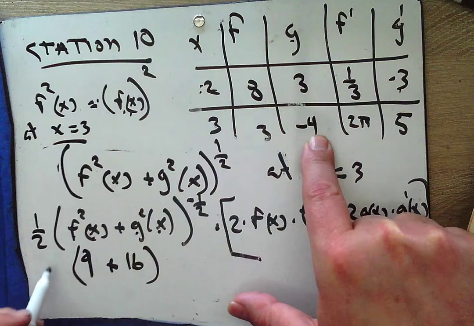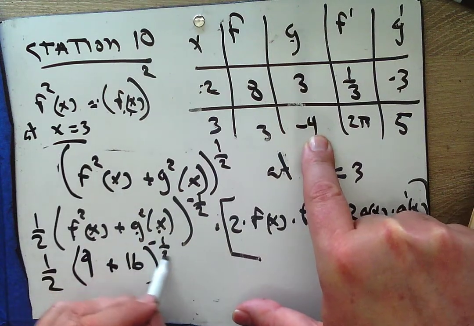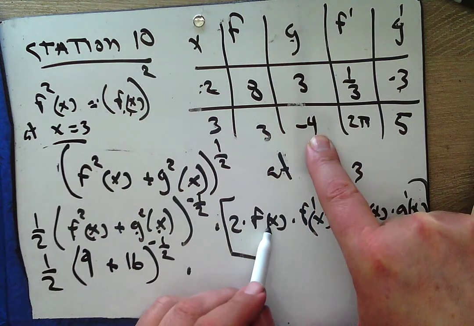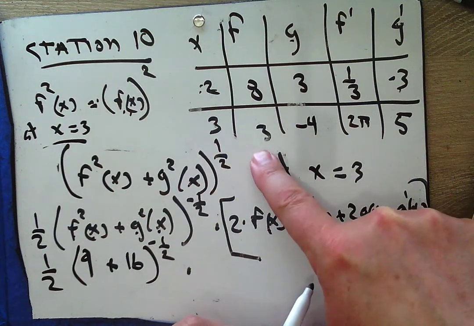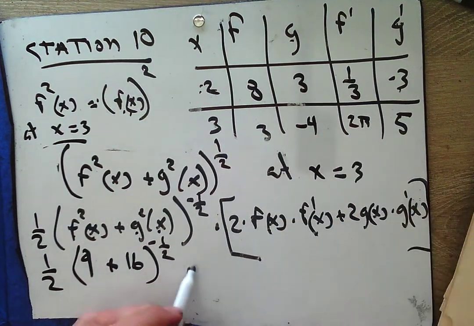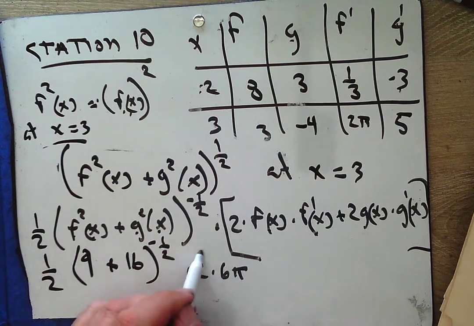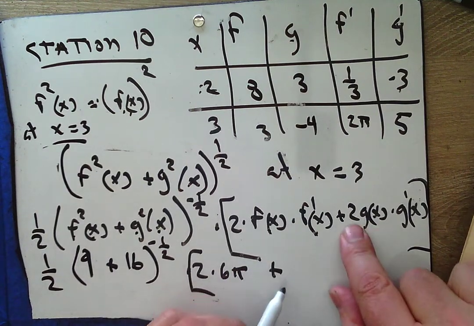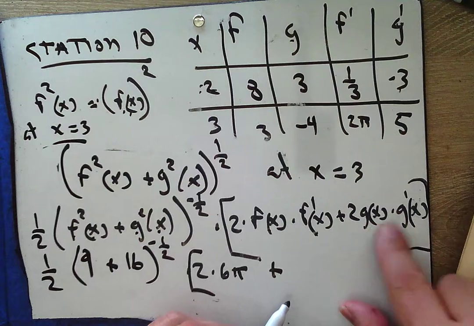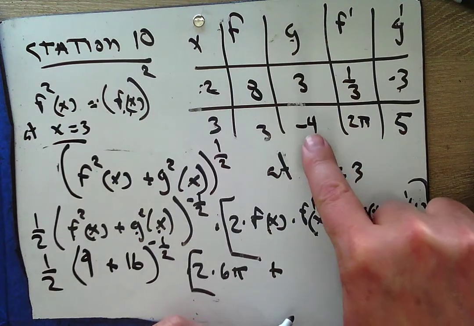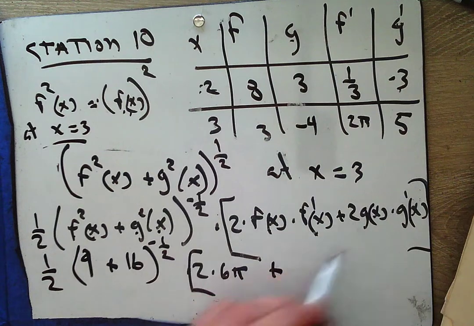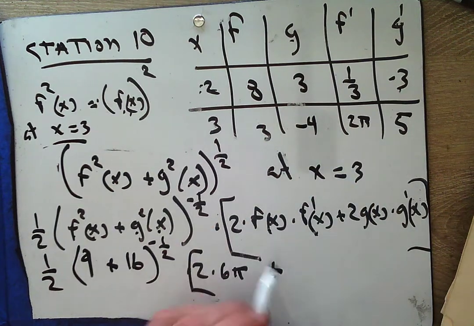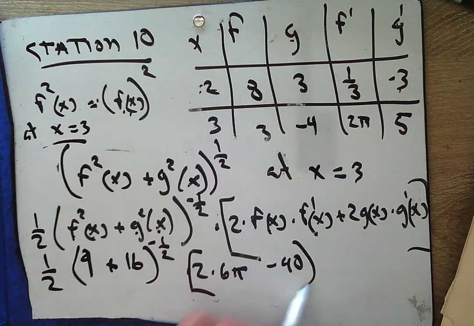I want f of 3 times f prime of 3, plus g of 3 times g prime of 3. Don't lose that 2.